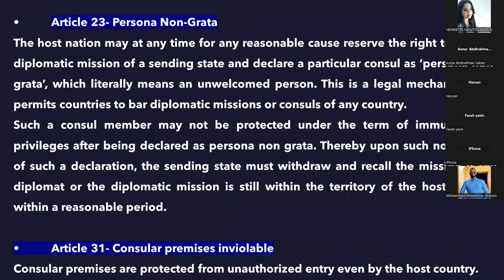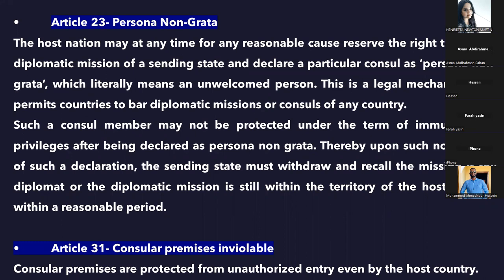Now, persona non grata, what is this? We came across this term earlier, just some time back, when we were discussing the earlier convention. Persona non grata, again, I'm repeating, simply means a person is unwelcomed. It literally means an unwelcome person.